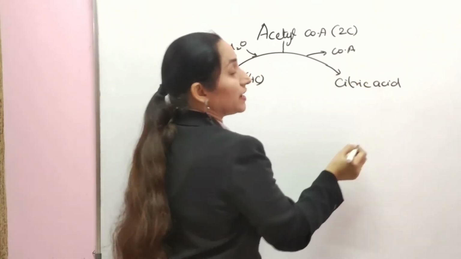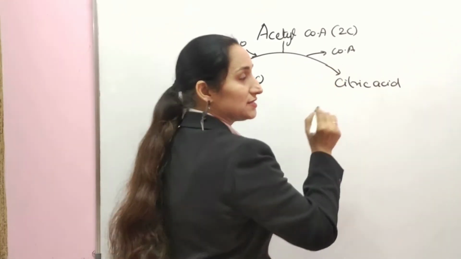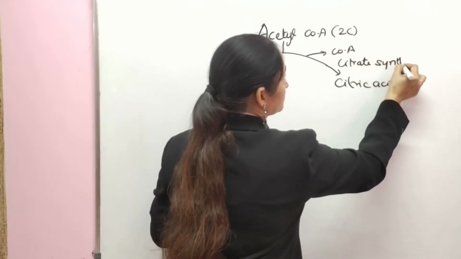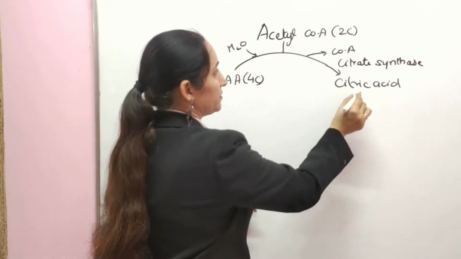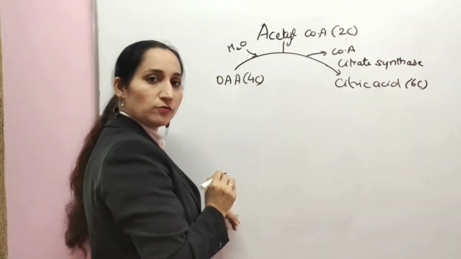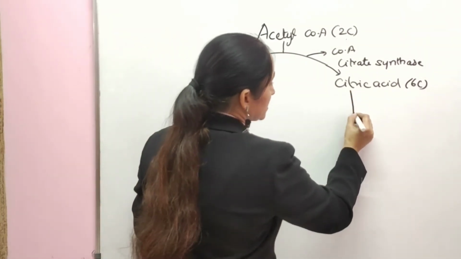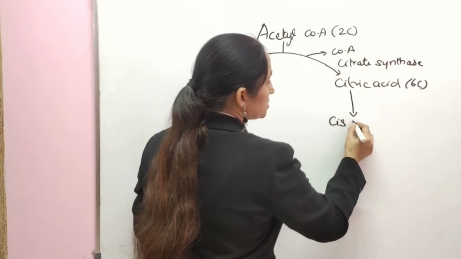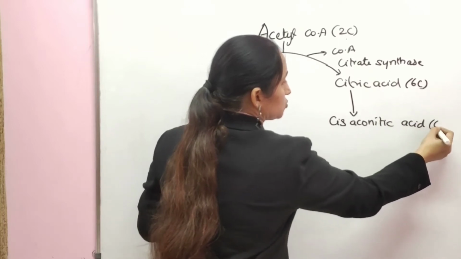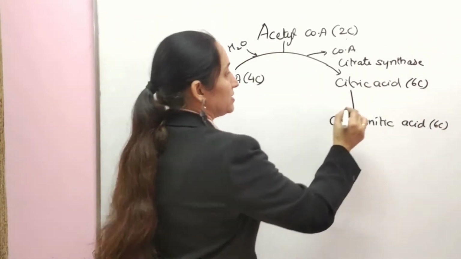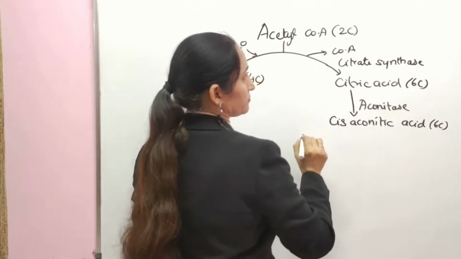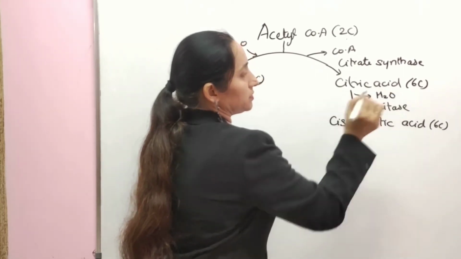Now this reaction is catalyzed by the enzyme citrate synthase. This citric acid is a 6-carbon compound, 2 carbons from acetyl coenzyme A and 4 carbons from oxaloacetic acid. Now in the next step, this citric acid gets converted into cis-aconitic acid. This is also a 6-carbon compound, and the enzyme that helps is aconitase enzyme. A molecule of water will be removed.